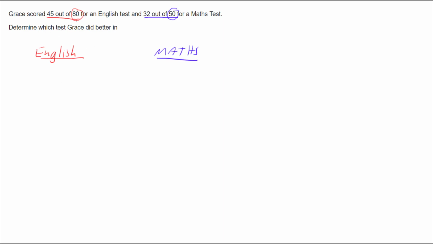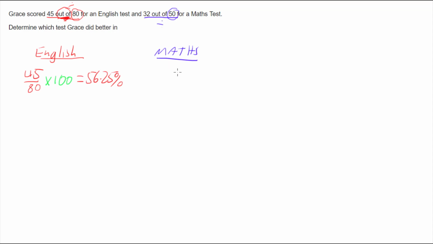So to convert this 45 out of 80 into a percentage, we do what out of means. Out of means divide in mathematics. So we do 45 divided by 80, and that will give us a fraction or decimal. And then to convert any fraction or decimal to a percentage, we multiply by 100. So this gives me my fraction, which represents that grade, and I turn it into a percentage by multiplying by 100. If we put it into our calculator, we get 56.25%.